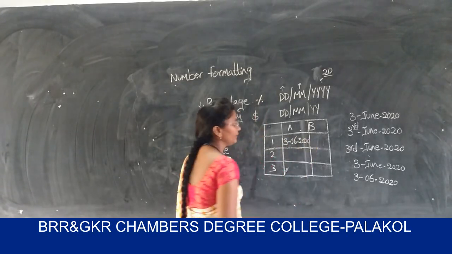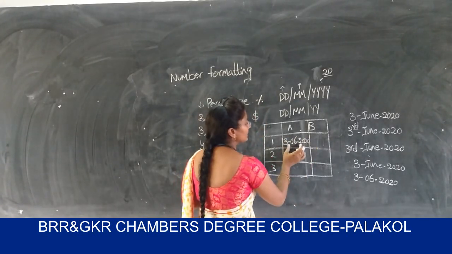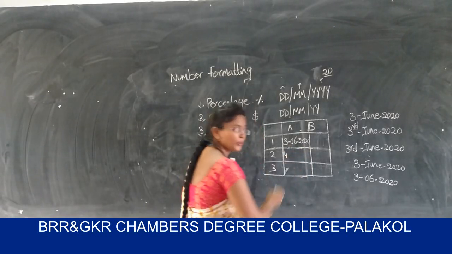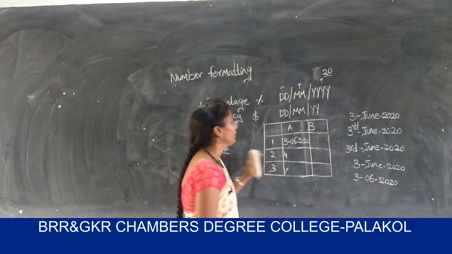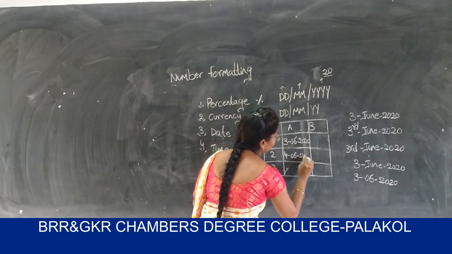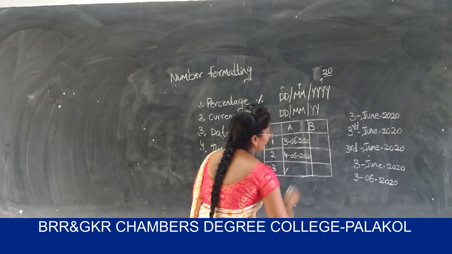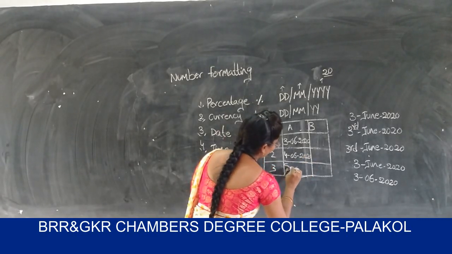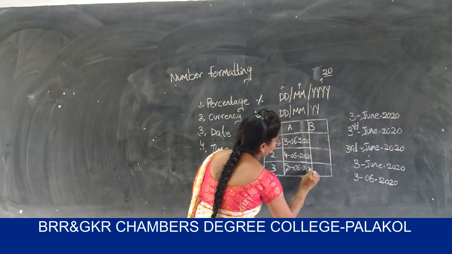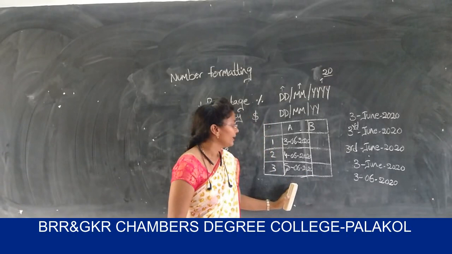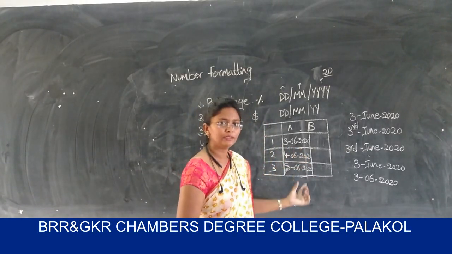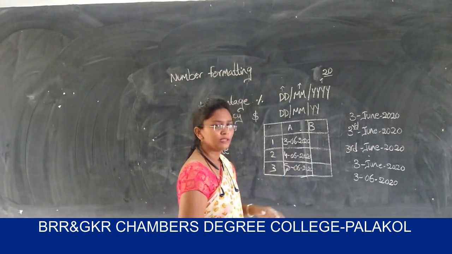2020. That means if I select this cell and drag downward, Excel will automatically fill the sheet with the next series. That means the next series dates are 4, 6, 2020 and 5, 6, 2020. It will be categorized as the next date series. This is the way to enter the date in the Excel sheet.